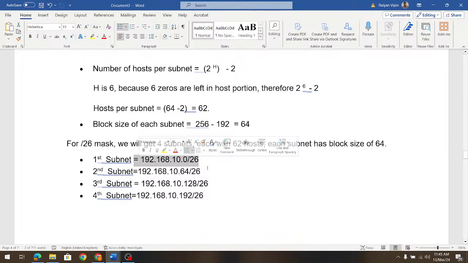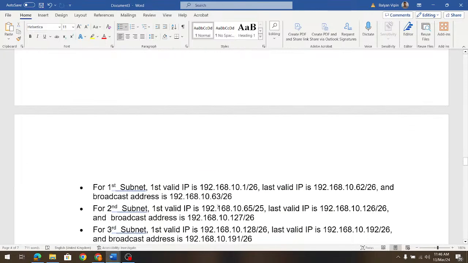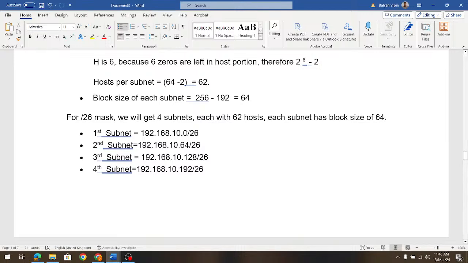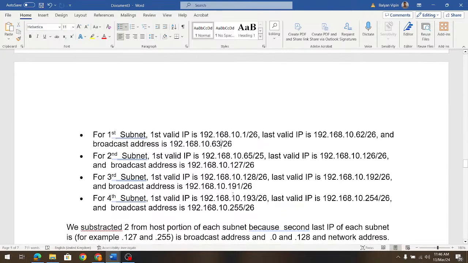The starting number will be 192.168.10.0. With a block size of 64, the second subnet will start at 64, the third at 128, and the fourth at 192. The valid IP addresses for each are found by adding 1 to the subnet address, going from 1 to 62. So 62 are possible, and the broadcast will be the last address of the block, 63. In the same way you can find out for all the subnets.